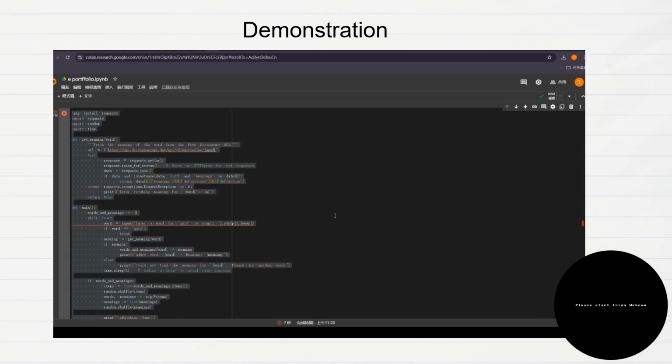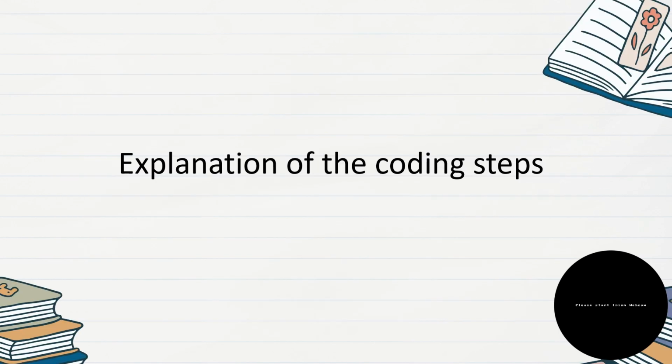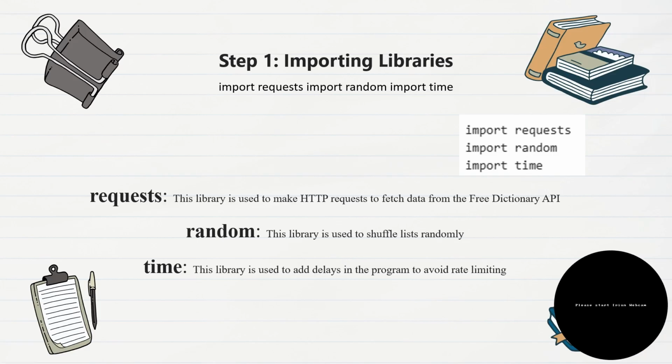In the following section, I will introduce the program step by step. There are 6 steps in total. Step 1. To fulfill the needs of automatic translation, we need to have some plugins or libraries in Python. In this case, I've imported requests, random and time.